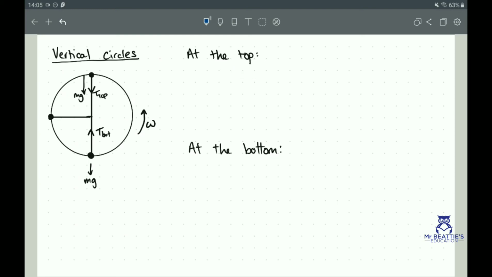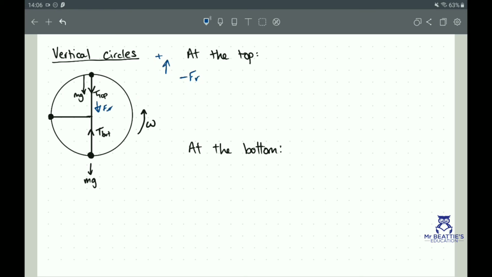Okay, now we're going to start dealing with objects moving in a vertical circle. And so what we're going to do first is define our sign convention. I'm going to say upwards is positive. And so if we look at the top of this circle, we're going to be looking at our resultant force, which is going to be acting towards the center. That's going to be our FR, acting towards the center.